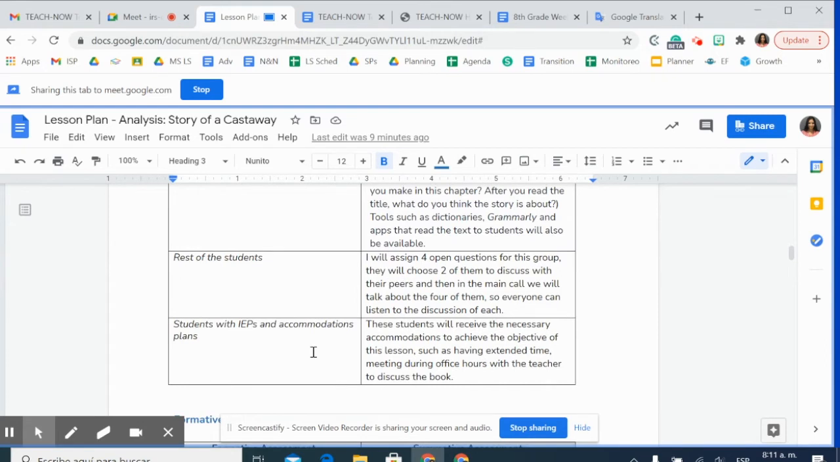Then for the rest of them, I will assign 4 open questions, and they need to choose at least 2 questions. They're going to discuss this in breakout rooms. And then when we go back to the main meeting, I'm going to ask some details of each question so everybody gets to hear the answers of every question. And well, I think this way the whole class is going to listen one more time to the responses.